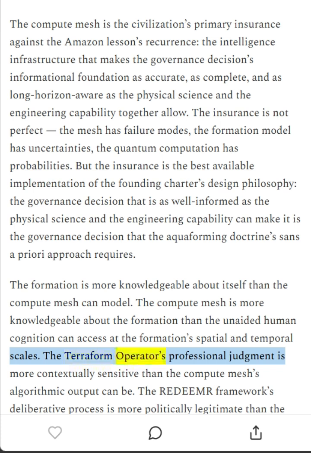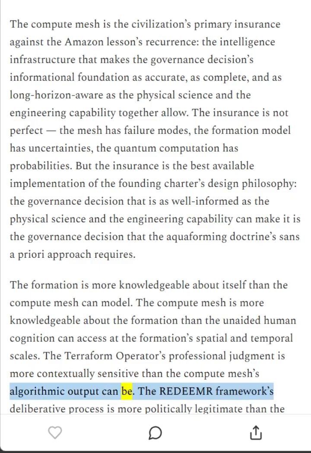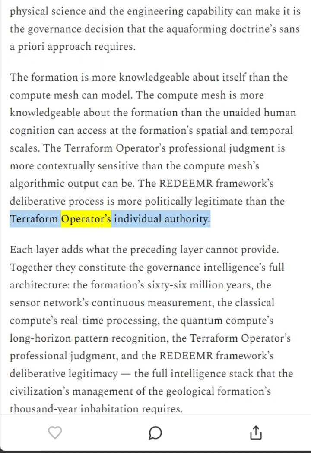The Terraform operator's professional judgment is more contextually sensitive than the compute mesh's algorithmic output can be. The Redeemer framework's deliberative process is more politically legitimate than the Terraform operator's individual authority. Each layer adds what the preceding layer cannot provide.